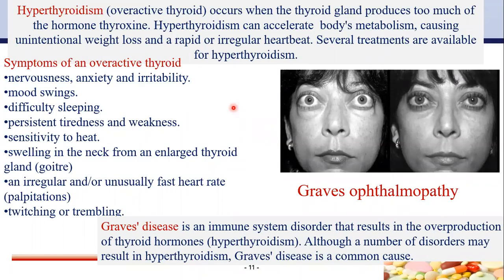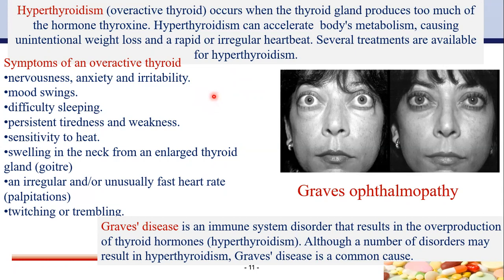Okay, hyperthyroidism. This overactive thyroid occurs when the thyroid gland produces too much of the hormone thyroxine. Hyperthyroidism can accelerate the body's metabolism, causing unintentional weight loss and a rapid or irregular heartbeat. Several treatments are available for hyperthyroidism.